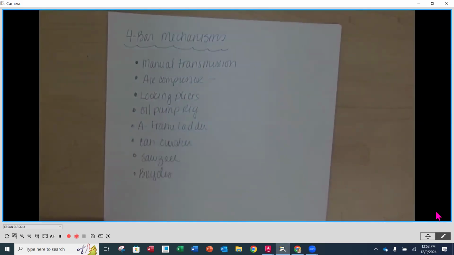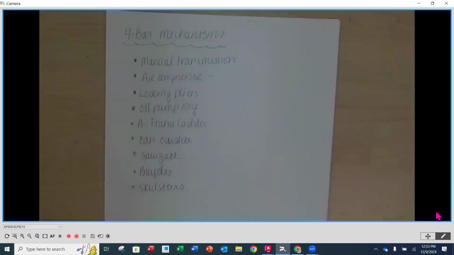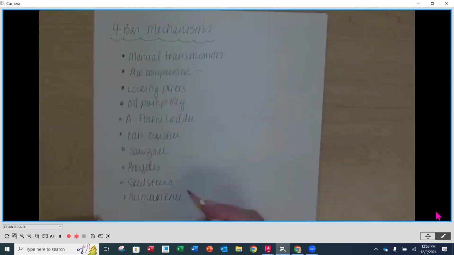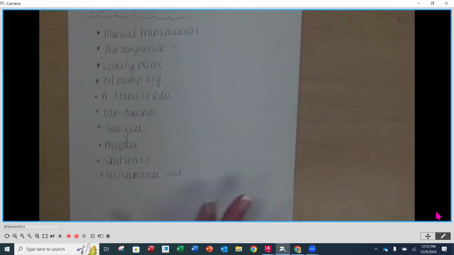What else? Who else? Oh, I've got skid steers. Okay. A human knee joint. Yeah. I like it. Riding a bike? Yeah. Anybody else want to share something that you maybe have on your list that's not on here that you think is a good application? A piston connecting rod. Absolutely.